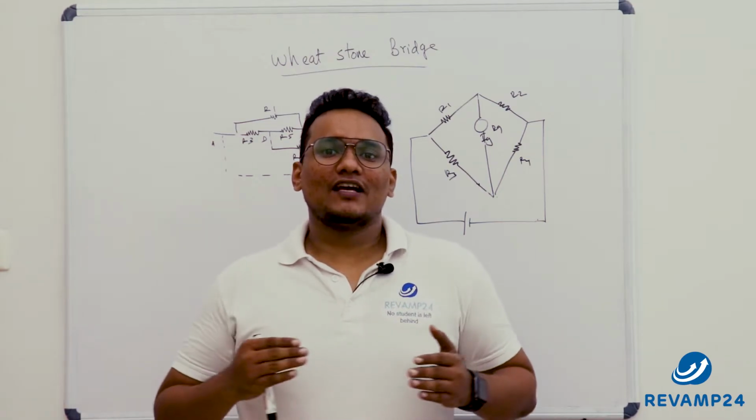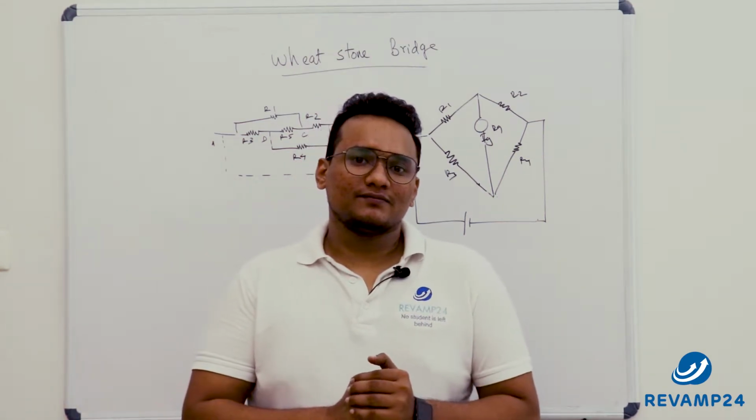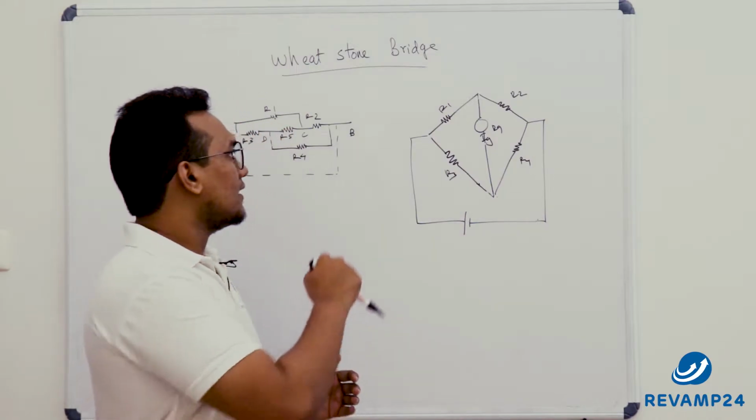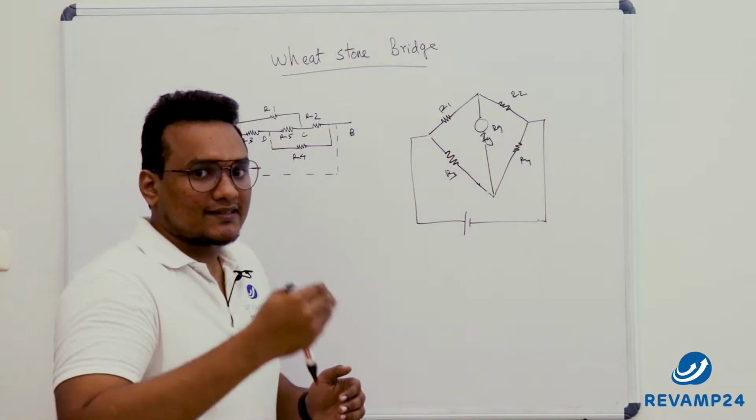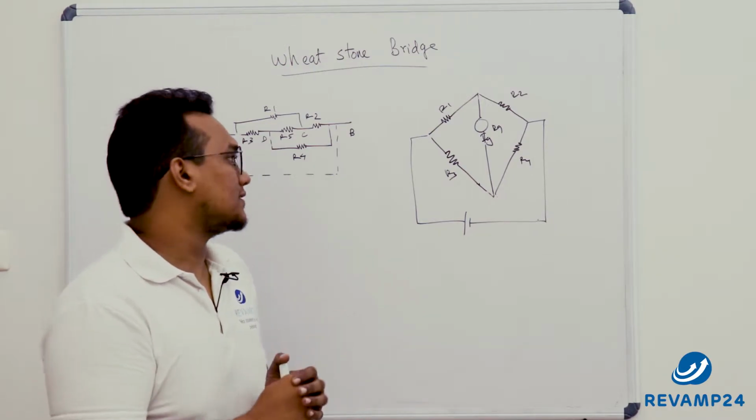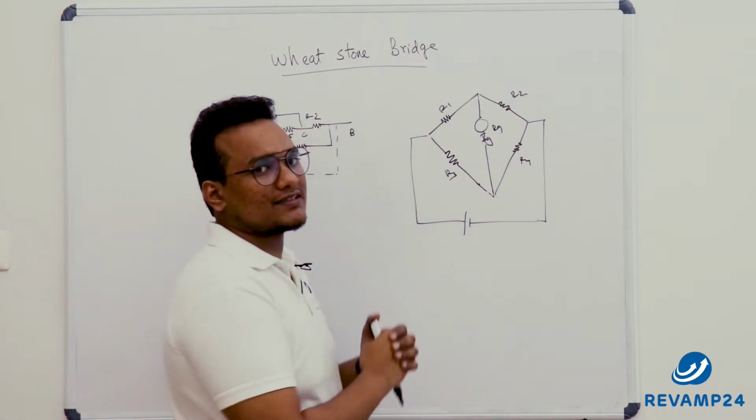In this video, I will explain what is Wheatstone bridge. So Wheatstone bridge are nothing but resistances connected in this way or in this way. And there is a necessary condition to apply Wheatstone principle. That is, it should be in a balanced condition.